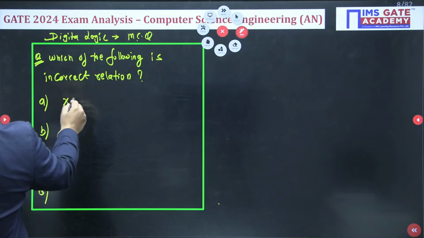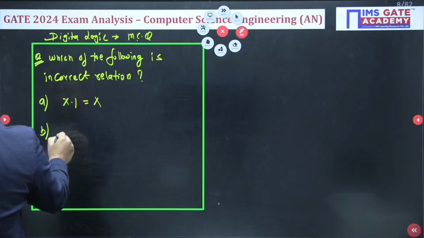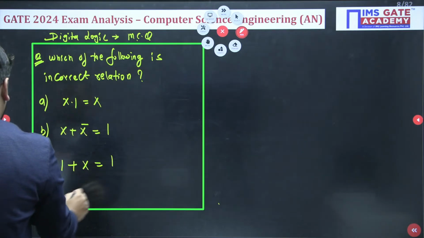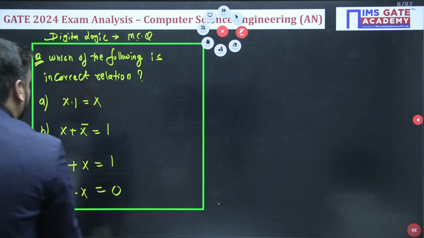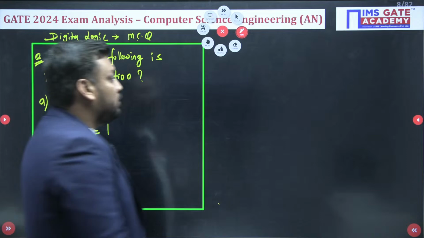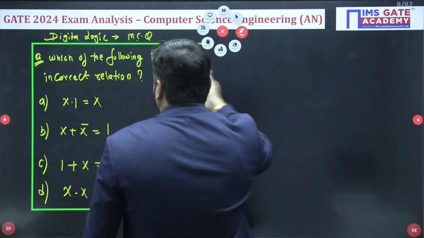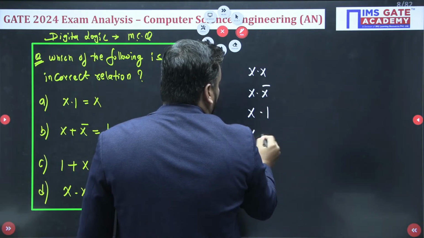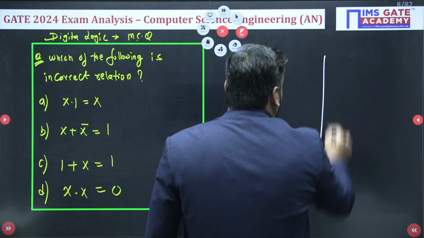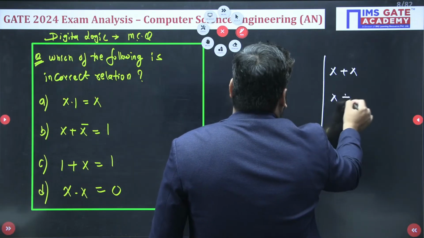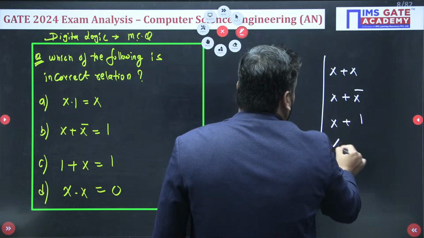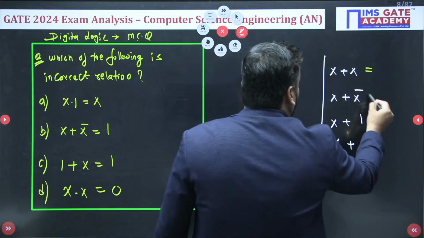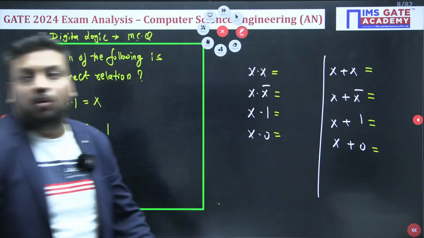So here it is given that x dot 1 equals x. Here it is given x plus x bar equals 1. Here given 1 plus x equals 1 and x dot x equals 0. Tell me guys, tell me. If I talk about the simple Boolean properties, how many of you remember? Even I should write in terms of x only. So x dot x bar, x dot 1, x dot 0. You know this property guys. Even if I talk about x plus x bar, x plus 1 and x plus 0. So if you want to write the Boolean properties, simple AND properties and OR properties, you know everything.